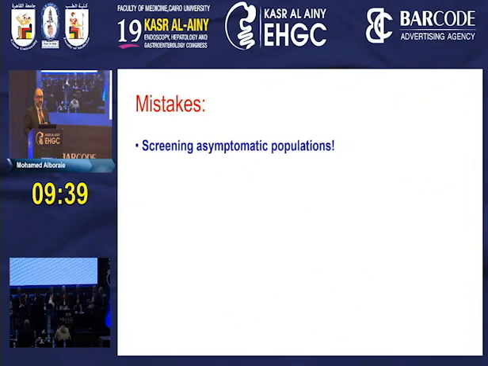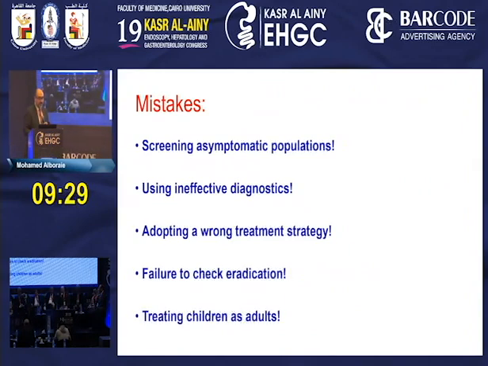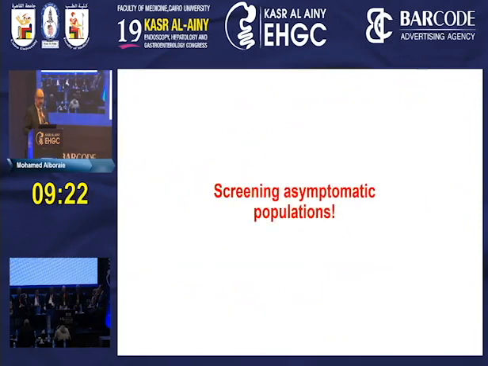The 5 mistakes I will talk about: screening asymptomatic population, using ineffective diagnostics, adopting a wrong treatment strategy, failure to check eradication, and treating children as adults. Yani, there will be a few slides for each one.